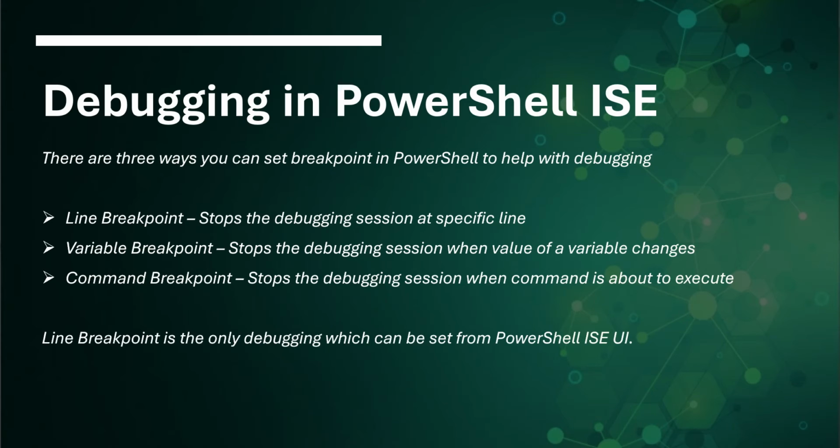Now, out of these three, the line breakpoint is the only debugging option which can be set from the PowerShell ISE UI. The other two options can be set by using the Set-PSBreakpoint command. So let's dive into PowerShell and understand debugging.